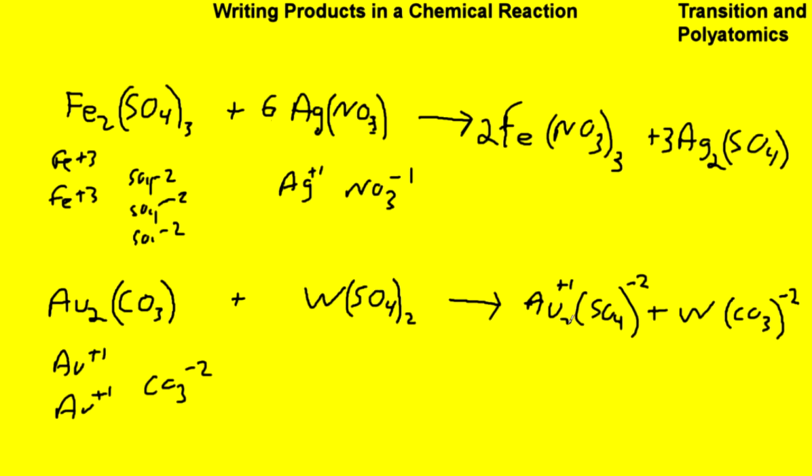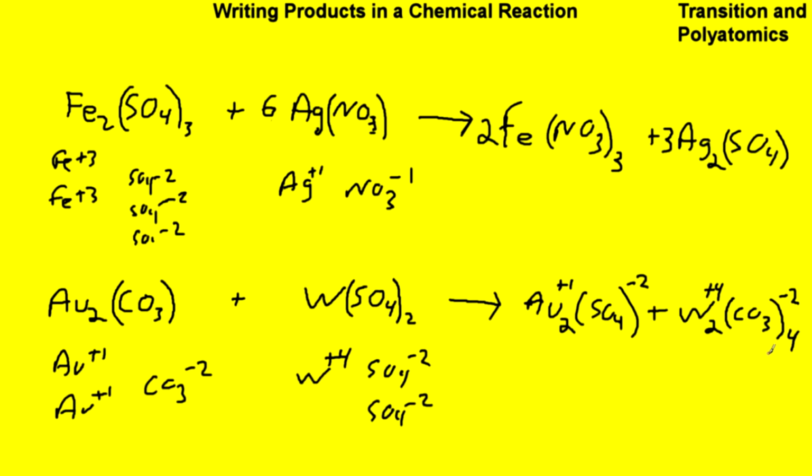Crisscross. The 2 is going to go by the gold. The 1 is going to go here. We don't write 1s. Let's do the tungsten. We have 1 W. We have 2 SO4s. They're each -2. Oh, look at this, a +4. That's a weird number, but that's how tungsten is. So we're going to do that. We're going to crisscross. So we're going to get 4, 2.